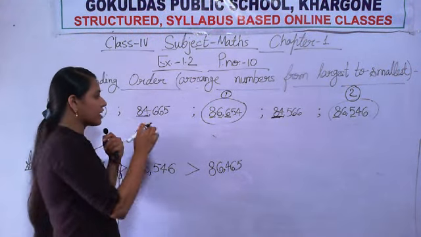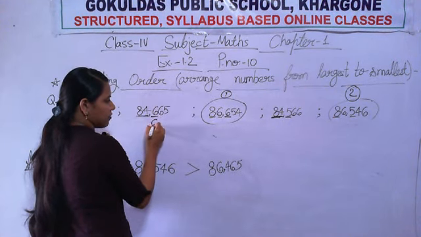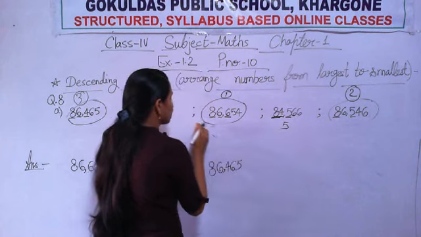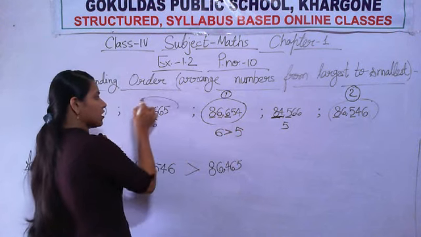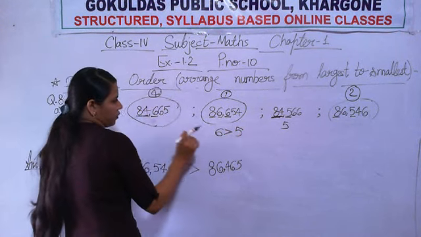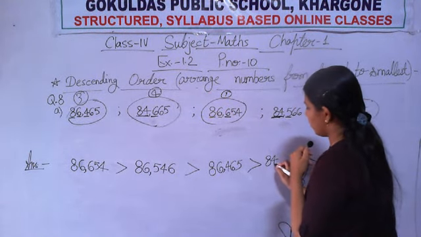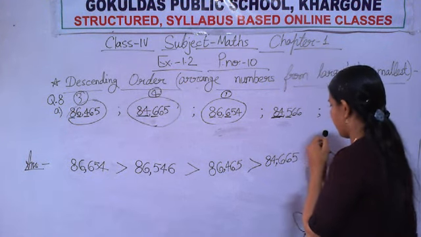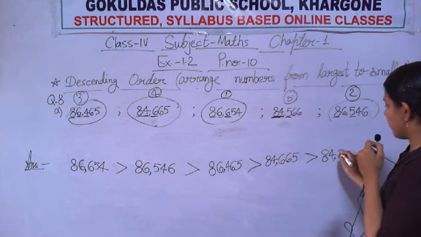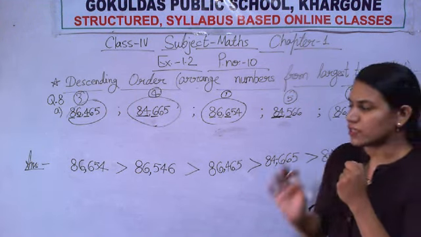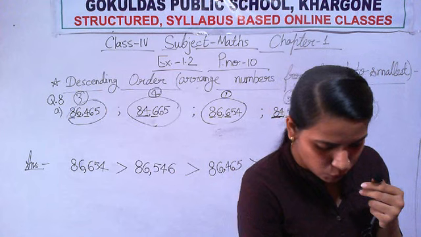So what you will do? You will check the next digit. When you check the next digit, here in this number 6 is there and here 5 is there. So which one will be greater? 6 or 5? Obviously 6 will be greater. So this number comes at the 4th. So 84,665, and the last number 84,566. So this is how you do comparison, then arrange all the numbers from largest to smallest.